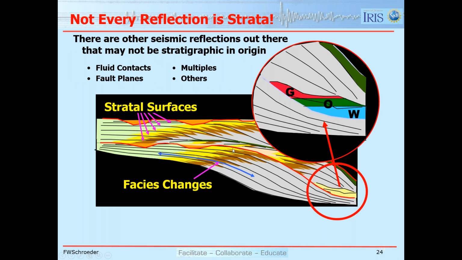Not every reflection we see on seismic is related to the strata. We can also see evidence of different fluid contacts. So we have a gas sitting on top of an oil sitting on top of water. In certain instances, we can see reflections associated with the change from gas to oil, and we can also see changes as we go from an oil-filled sand to a water-filled sand. We can also, on occasion, see reflections associated with fault planes. And then there are things that are non-geologic, such as seismic multiples, and various other things that could cause us to have reflections, peaks, and troughs on our seismic data.